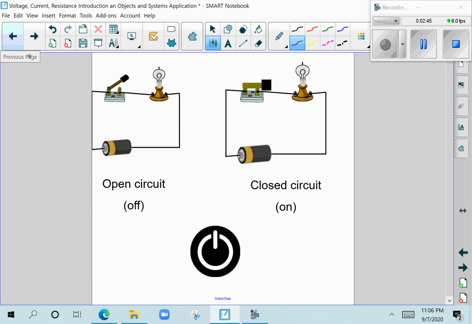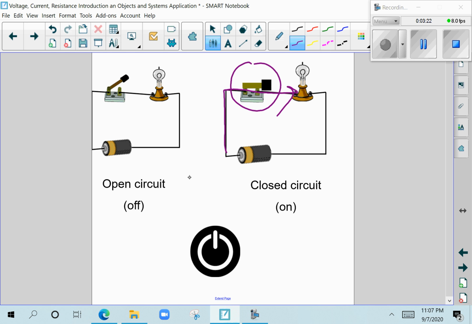Now let's talk about the terms open and closed circuits. These are the scientific and technical terms for a circuit that is on or off. We focus on the switch. If the switch is in a closed position, which means electricity can flow through, the circuit is on, and we call it a closed circuit. However, if there is a detachment where the switch isn't touching the opposite side of the circuit, it's considered an open circuit, and so that is an off circuit.